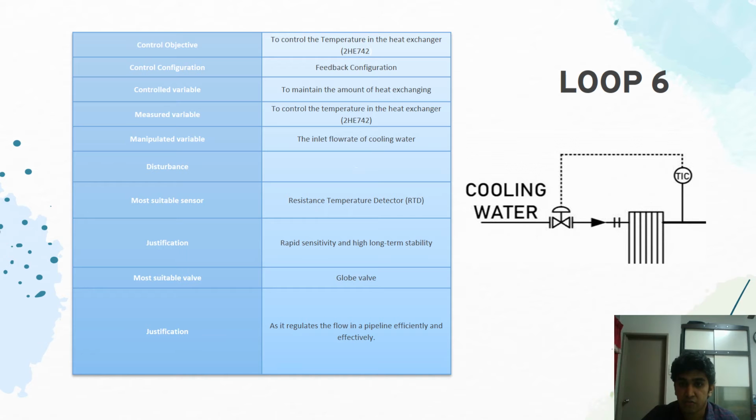The measured variable is the temperature in the heat exchanger, which is the same as the control objective. In loop number 6, it manipulates the inlet flow rate of cooling water. There is no disturbance in loop number 6. And the most suitable sensor that can be used in this loop is the resistance temperature detector, because it has rapid sensitivity and high long-term stability.